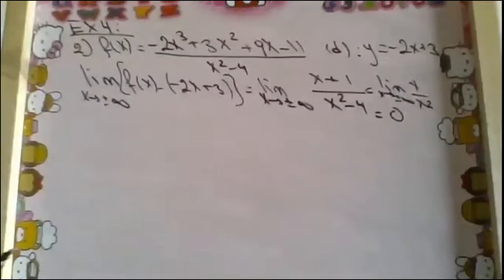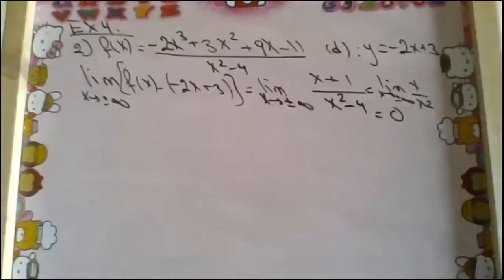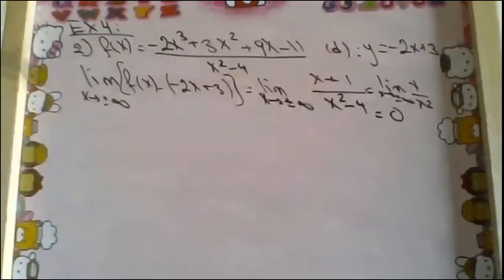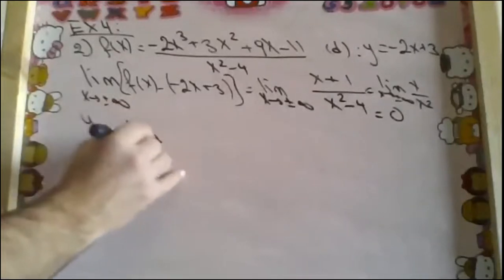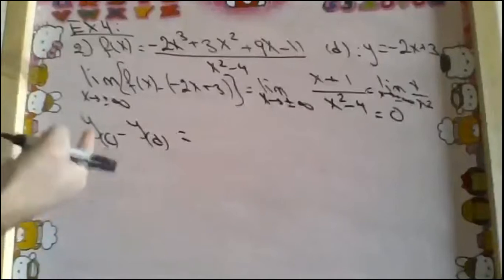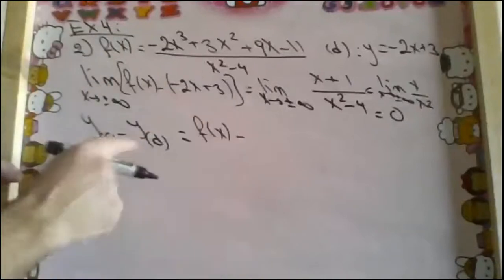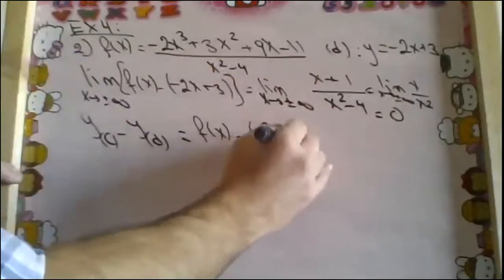Now, that was the first part of the question, which is to prove that the line is an oblique asymptote. The second part of the question: we have to study the relative positions of the curve of the function f and the straight line d. And we said yesterday, we have to study the sign of yc minus yd. yc is the y of the curve, and it is the function f. So f of x minus the equation of the line, which is negative 2x plus 3.